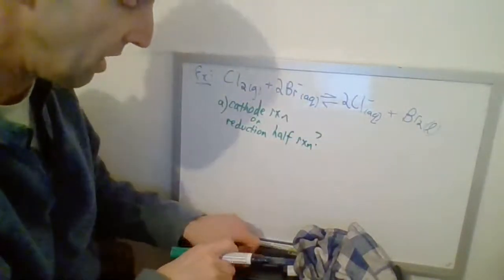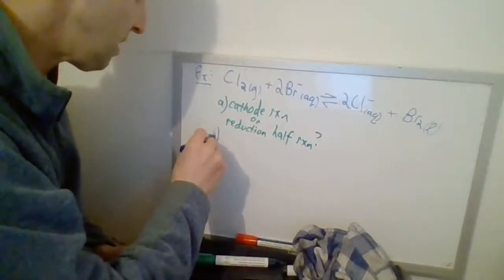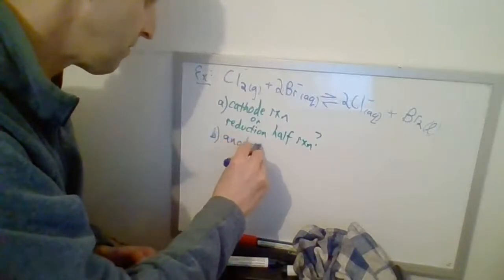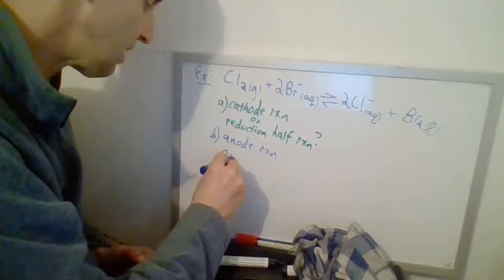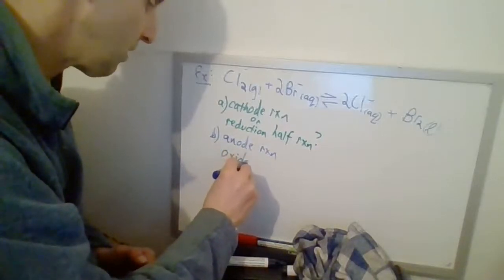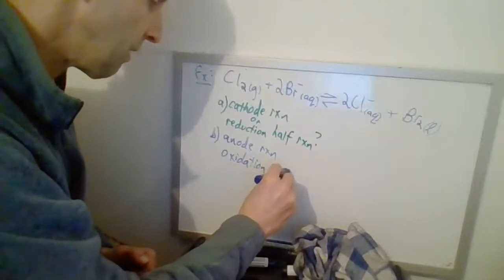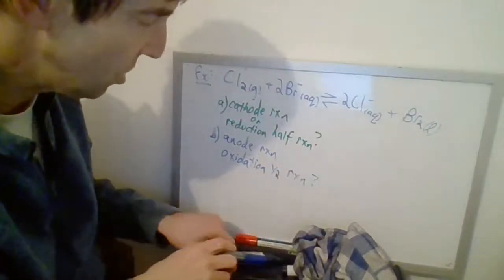And then, of course, I'm going to ask you, you know what I'm going to ask you. I'm going to ask you then for B, what's the anode reaction? Otherwise known as the oxidation half reaction. Half reaction. Good, let's do it.